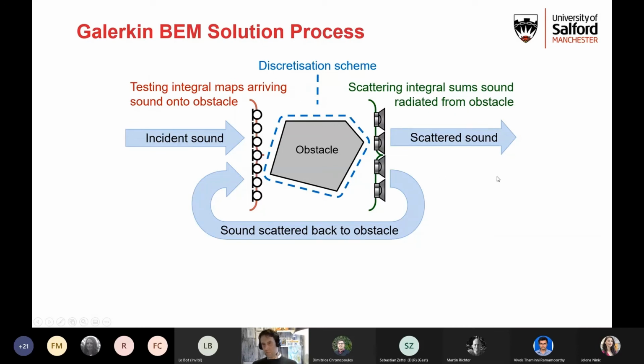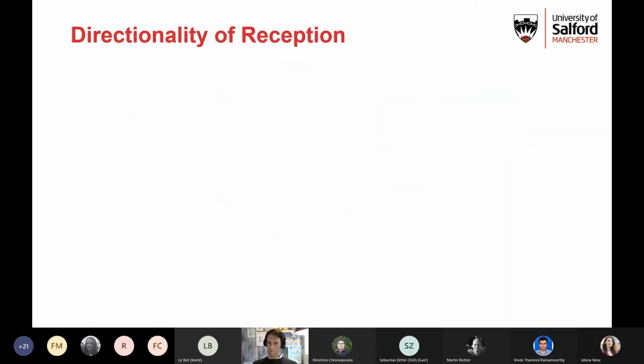And if you use a Galerkin BEM formulation, you can see that this scattering integral has a kind of physical analogy, rather like a loudspeaker array performing beam steering, radiating sound beams. People do this in practice in acoustics called wave field synthesis. And the testing integral ends up looking like a microphone array that's looking for sound from certain directions.